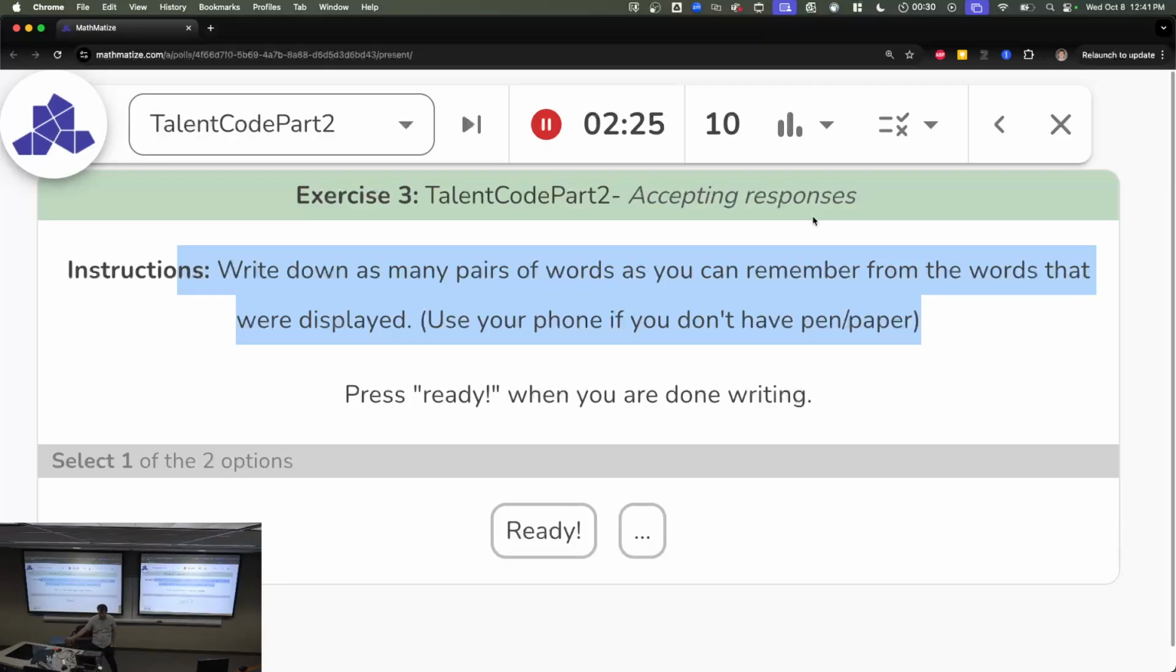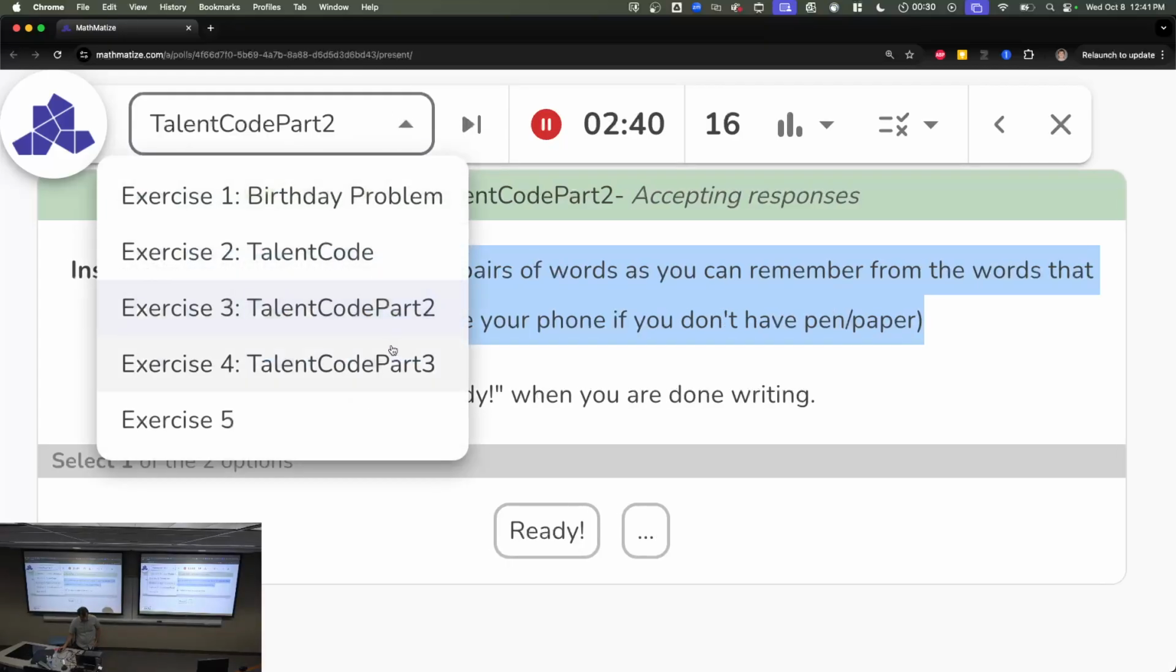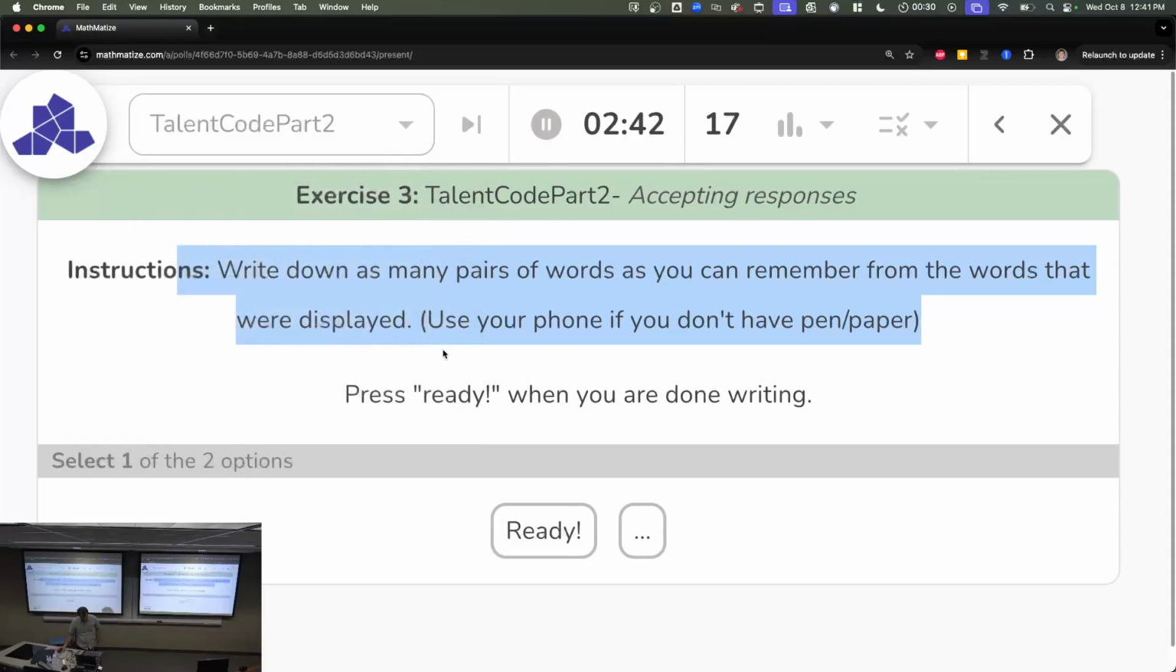Okay, who is still writing words? Who's done writing words? Put your hand up if you're done writing words. Okay, everyone's done. I only have 12 answers. That's okay. I'm going to assume that you're able to get in. But let's go to part 3. Talent code part 3. Here we go.